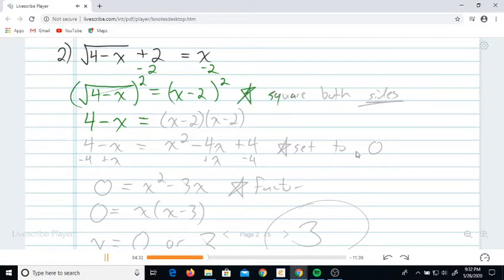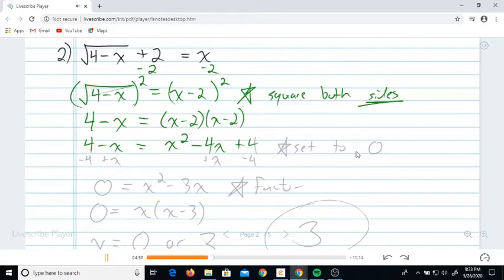What we're doing here is we just square both sides. So we are squaring the entire expression, not just the terms. So when I say x minus 2 quantity squared, that means x minus 2 times x minus 2. So you have to FOIL here. When you FOIL, you're going to get x squared minus 4x plus 4.